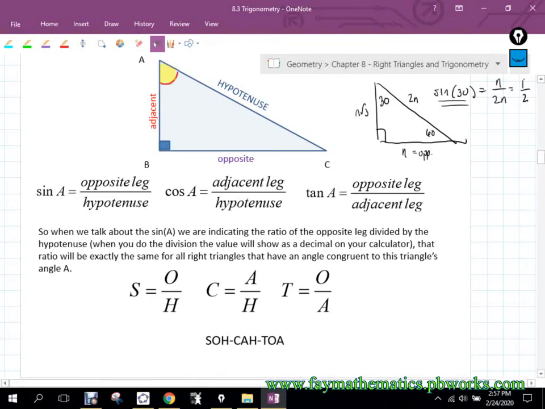Cosine is the adjacent leg divided by the hypotenuse. Tangent is the opposite divided by the adjacent. Okay, and that's all per the angle that you are focused on. The quick way of remembering this is that we've got these three little key phrases.